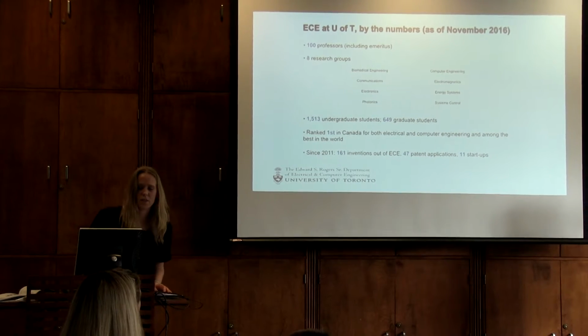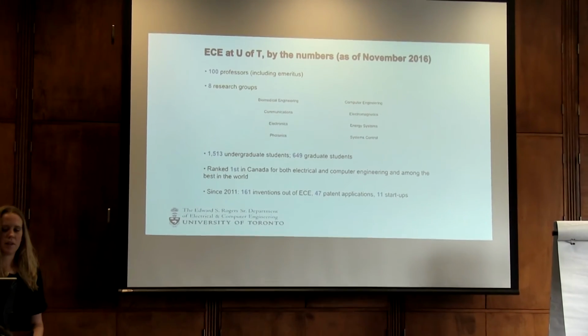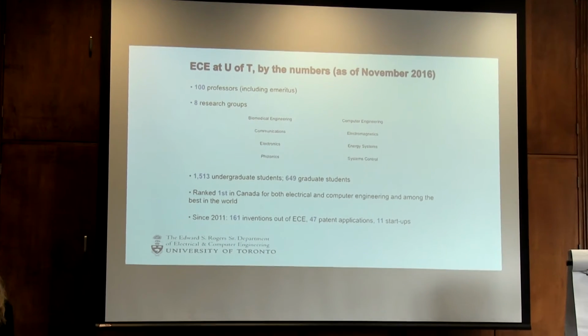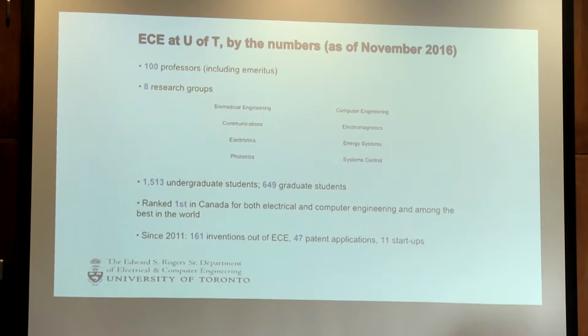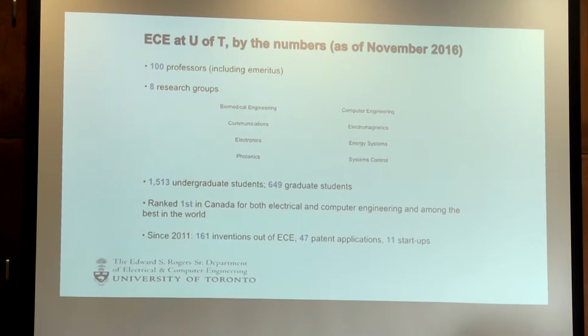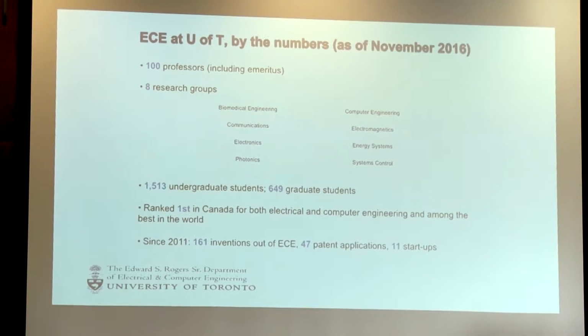So ECE at U of T, we've got a big department. We have about 100 professors, including emeritus. So active professors, I think we have about 80. There are 8 research groups, which I'll talk about a little bit more, and you'll see how there's an overlap not only with computer science, but with other engineering departments.